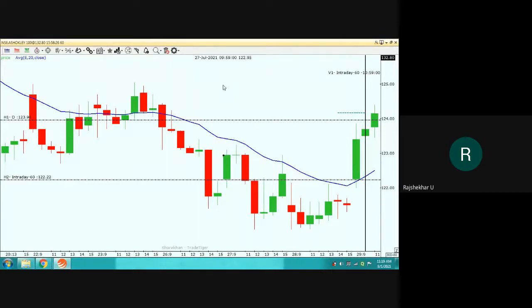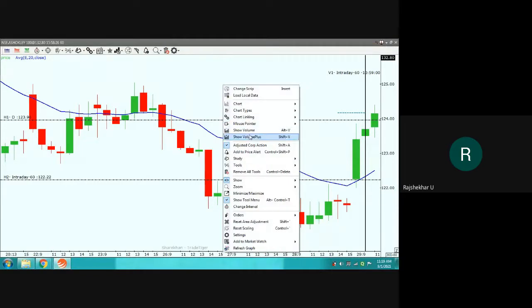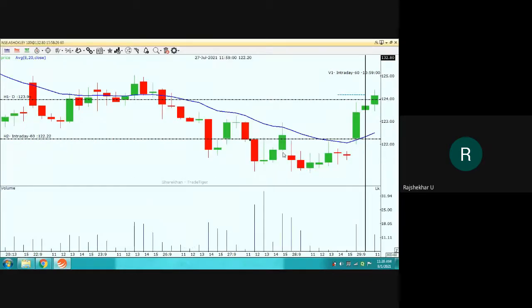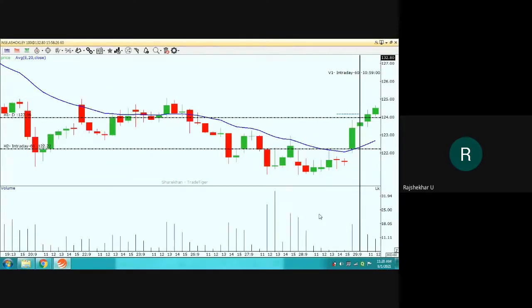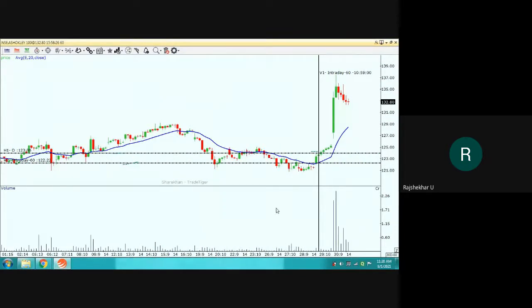Next thing we should do is check for volumes. So I'll apply the volume setting, simple volume setting. The volume setting is applied. Now we have to just check what is happening to the volumes.